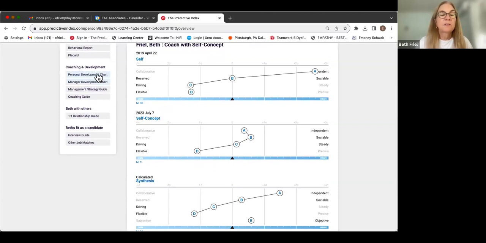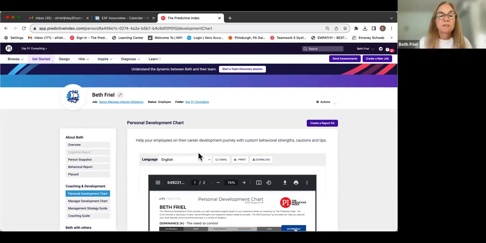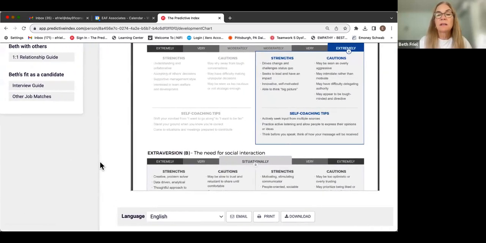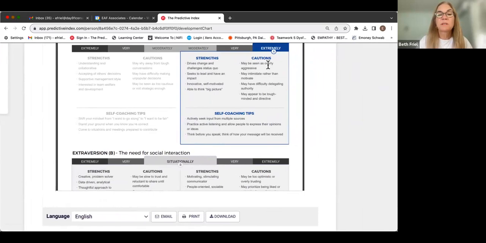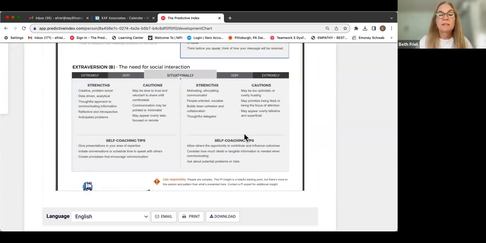And then I can also use my personal development chart just to help me. And believe me, I actually use this for myself all the time, especially with this. Actively seek input. That's a big one for me. I don't do it very well. So this is pretty good at self-coaching.